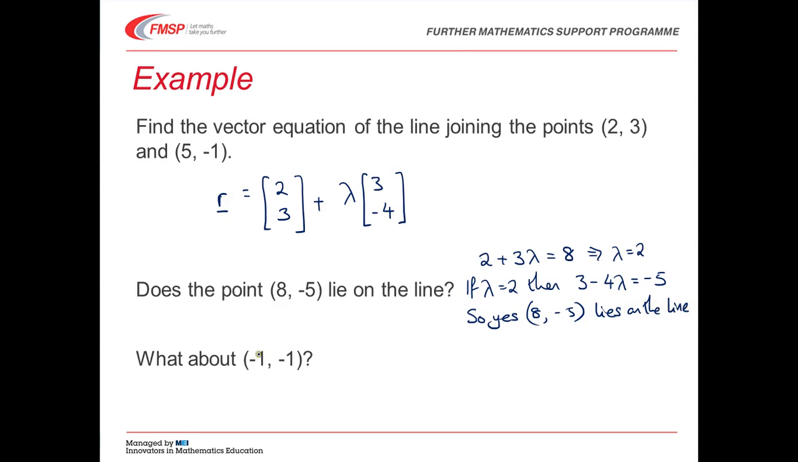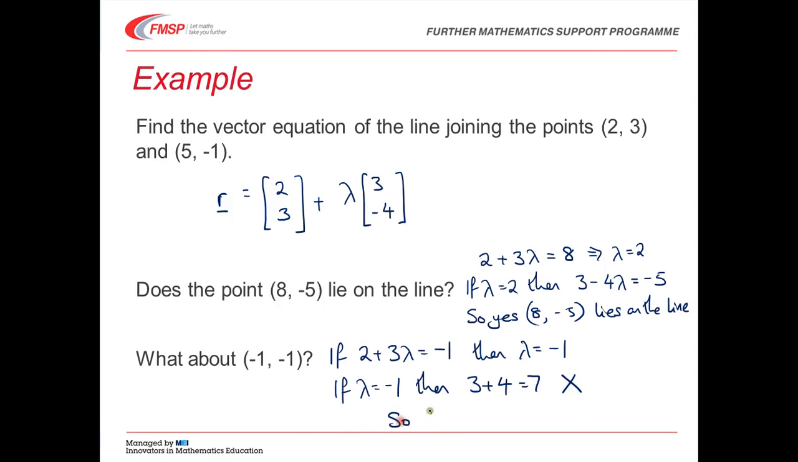What about (-1, -1)? If 2 plus 3 lambda is equal to -1, so if the x-coordinate is right, then lambda must be equal to -1. But does this value of lambda give me -1 for the y-coordinate? If lambda is equal to -1, then the y-coordinate is 3 plus 4, which is 7, not -1. So (-1, -1) is not on the line.